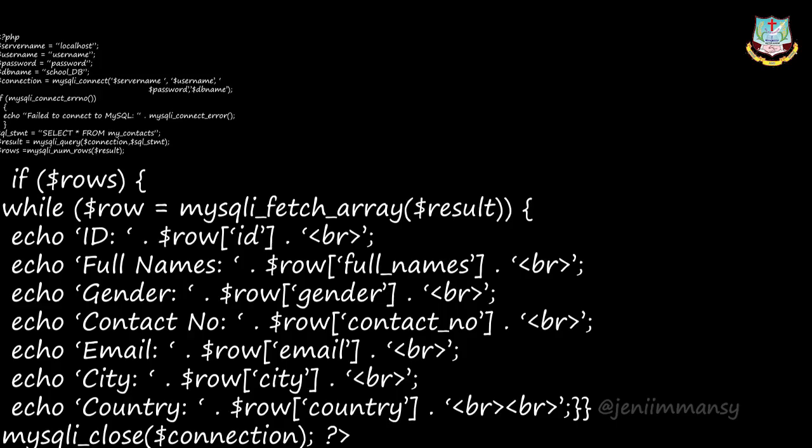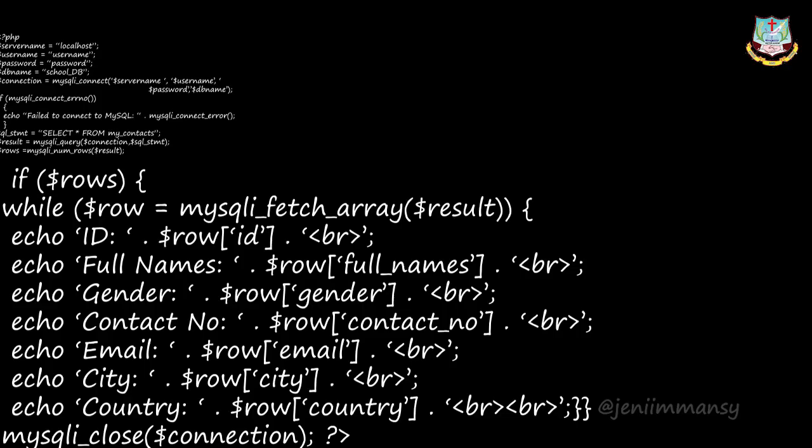Array means it will have more than one variable. An array can have a number of variables, so they are using an array here. Row is equal to mysqli_fetch_array of result. Inside this, first they are giving echo ID, for that row of ID, and br is for break. Then full name, then gender, contact number, email, city. For everything we are creating each row.